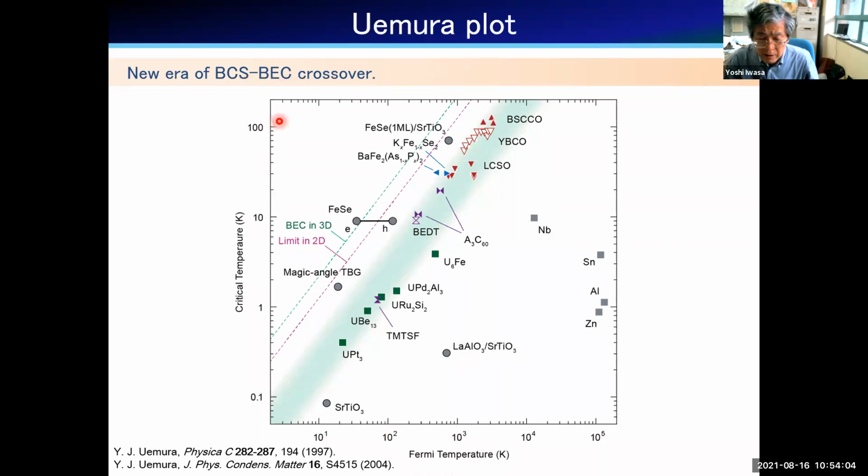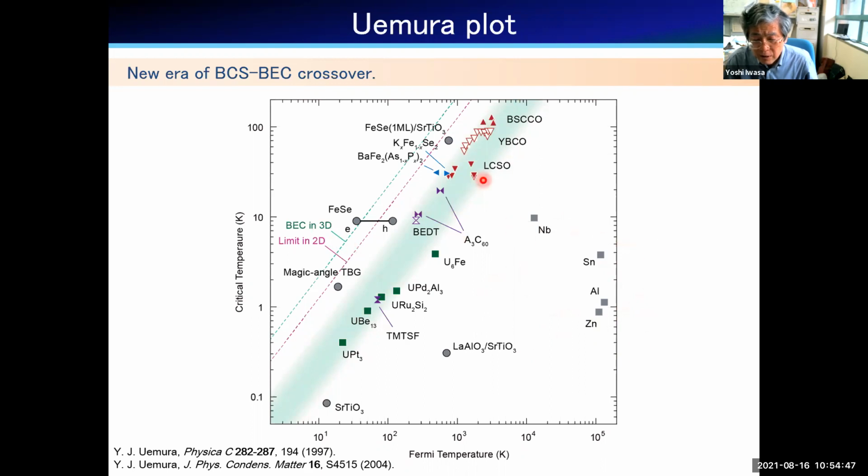This is a critical temperature Tc plotted as a function of Fermi temperature for many kinds of superconductors. At the end of the last century, Professor Uemura from Columbia University made this plot, and he claimed that this is a BEC region. This is the BEC line for 3D, and this is 2D. He said most of the so-called exotic superconductors are located relatively close to the BEC limit, in contrast to the conventional element superconductors, which are deep in the BCS region.